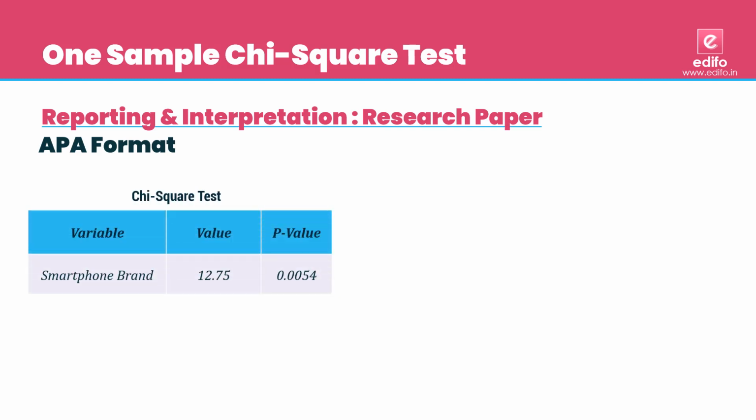First column, the variable, that is smartphone brand. Second column, the chi-square value. Here it is 12.75. The third column, p-value. That's it. Now we are going to explain what the APA format for the chi-square test is.